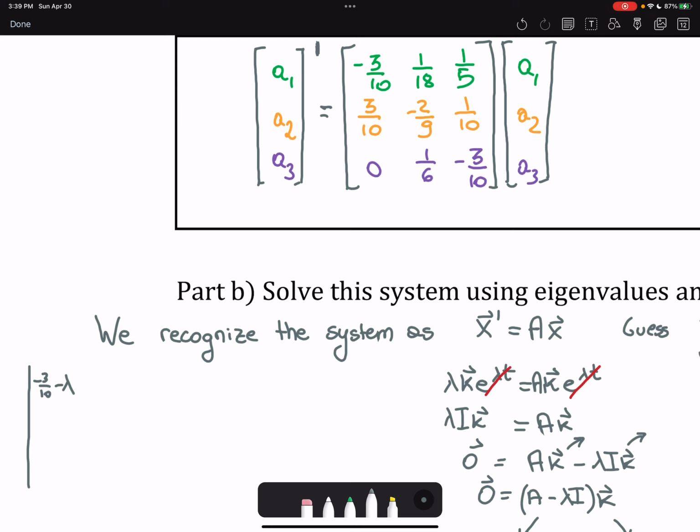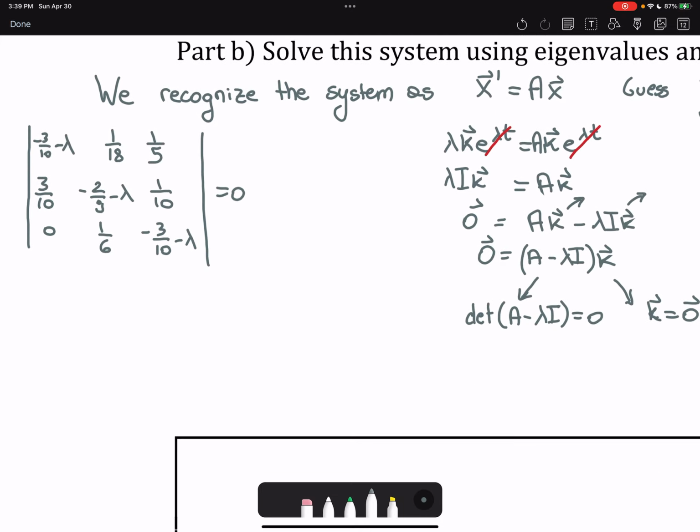And 1 over 18 and 1 over 5, 3 over 10 and minus 2 over 9 minus lambda, and 1 over 10, and 0, 1 over 6, and minus 3 over 10 minus lambda right here. That has to be equal to 0.